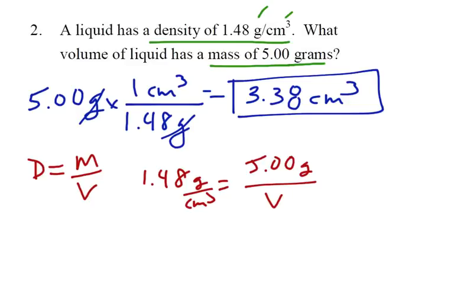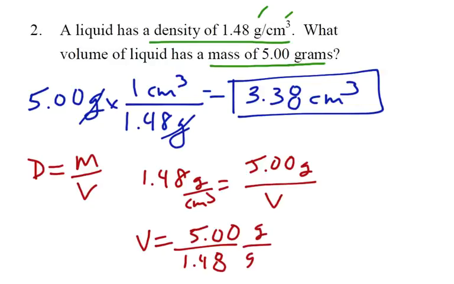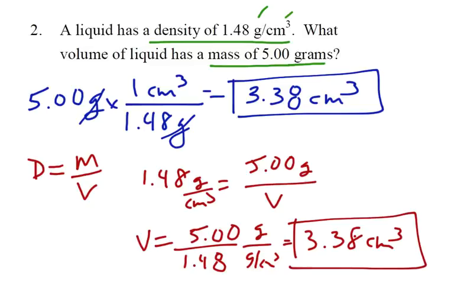Now I saw some people make mistakes, and what they did is they said volume equals 1.48 times 5, and they're just making an algebra mistake. They're really solving for 1 over volume. But we were really saying volume is 5.00 divided by 1.48. This is grams, and this is grams per cubic centimeter. So we get 3.38 cubic centimeters.